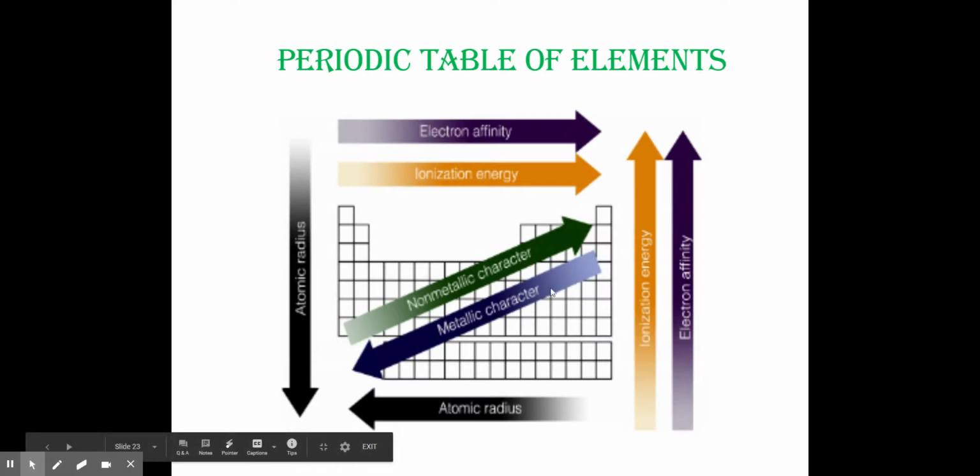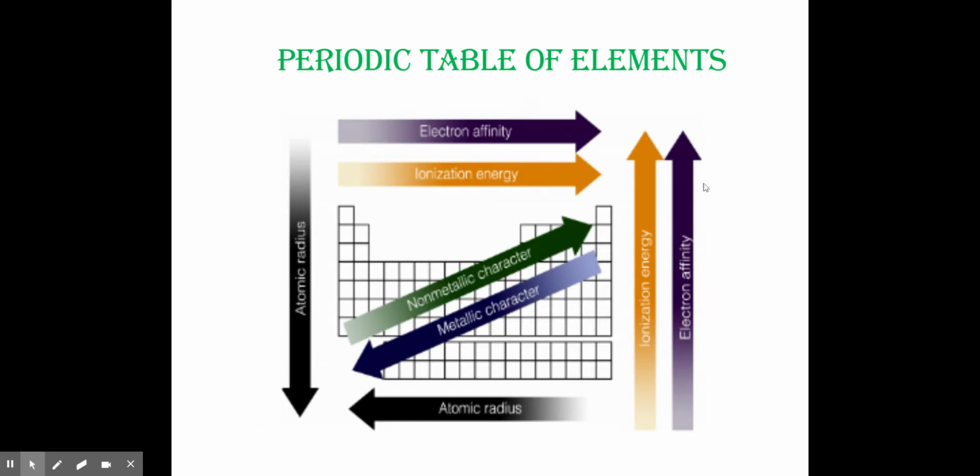Okay, and that was what I was just talking about. Atomic radius, metallic character, non-metallic character, electron affinity, and ionization energy, which are things we'll talk about in about a week when we talk about the periodic trends.